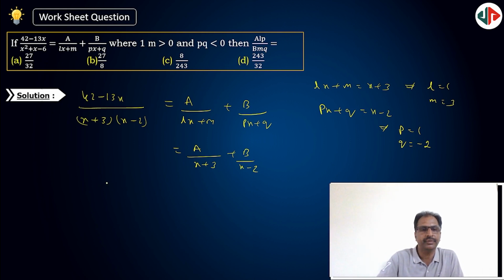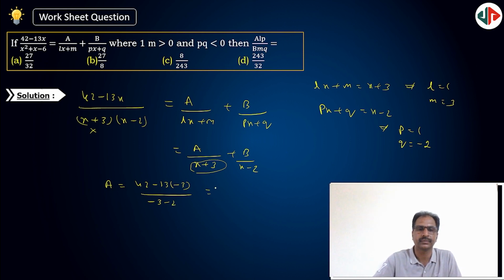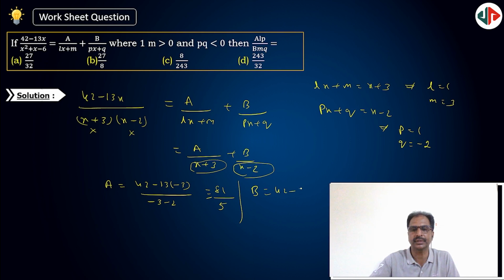Now, to find A and B, we have a shortcut method. For finding A, equate x plus 3 to 0, you get x is minus 3. Put x is minus 3 except here. So 42 minus 13 into minus 3 by minus 3 minus 2, 81 minus 81 by 5. Next, to find B, equate x minus 2 to 0, you'll get x is equal to 2. Put x is equal to 2 except here. So 42 minus 13 into 2 by 2 plus 3. So 42 minus 26 is 16 by 5. This is B.